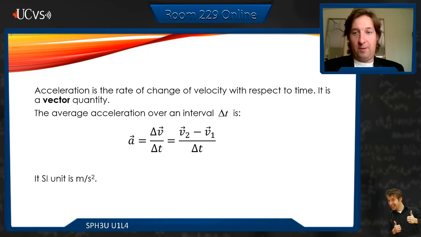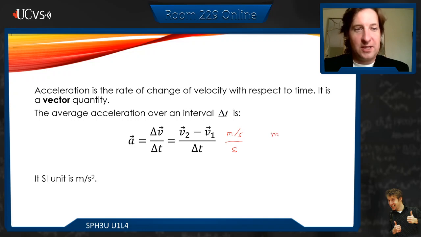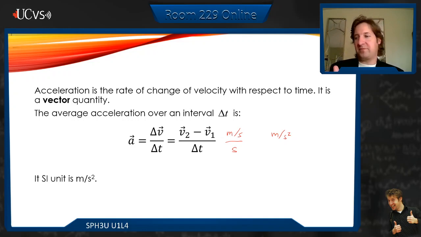And the SI unit is going to be meters per second squared, because the top here is going to be meters per second, and we're going to divide by seconds. So that's going to give us meters per second per second, or meters per second squared. When we say it's accelerating at 1 meter per second squared, that means that for every second, its speed or velocity increases by 1 meter per second.